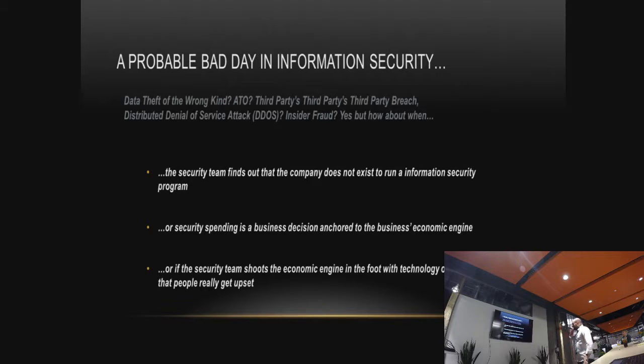Another likely bad day is when security spending is a business decision anchored in the business economic engine. That's when you want to get something in your network to protect it, and you can't because they don't want to buy it, right? That's a bad day. Or when the security team shoots the business in the foot, and that's their economic engine. People really get upset when they can't reach their business apps because of a security agent, when their machine doesn't start up, when they can't do certain things.